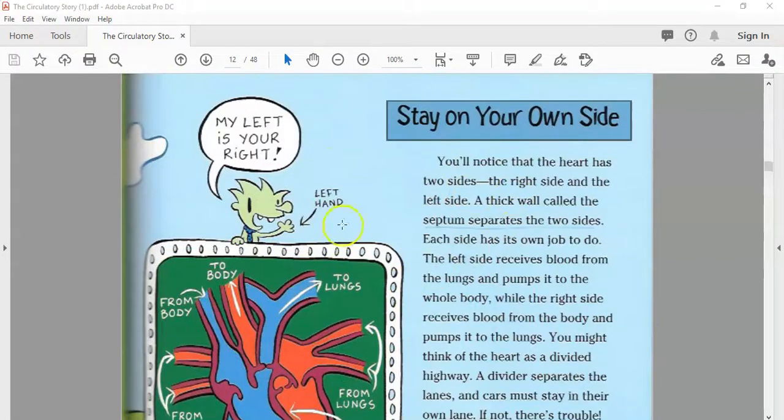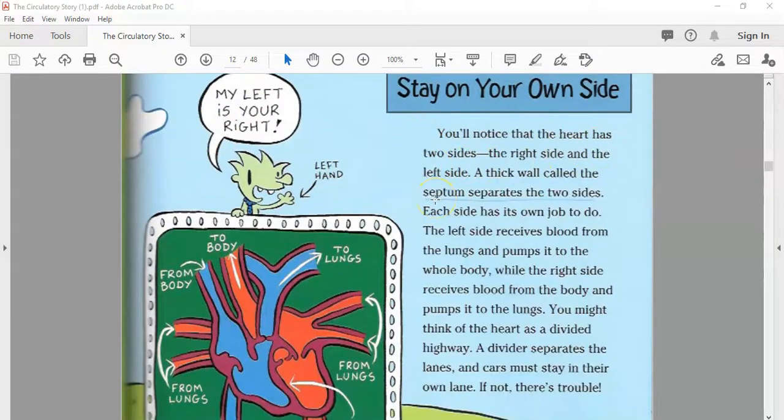Let's go ahead and start reading this section. My left is your right. Left hand. You'll notice that the heart has two sides. So how many sides does the heart have, boys and girls?